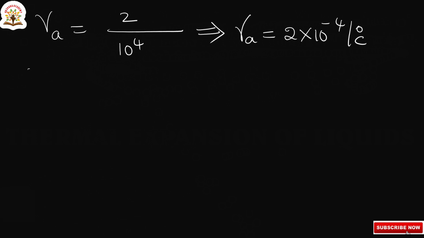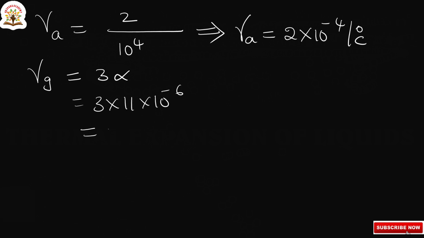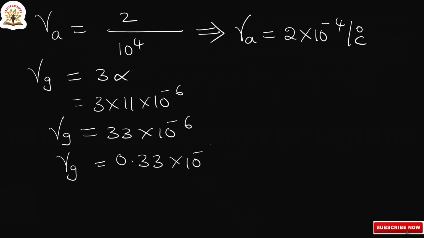Now gamma G, the cubical expansion, gamma G is equal to 3 alpha. They have given the alpha value as 11 into 10 to the power of minus 6. So 3 into 11 is 33 into 10 to the power of minus 6. This is gamma G, and this can be written as gamma G is equal to 0.33 into 10 to the power of minus 4 per degree centigrade.